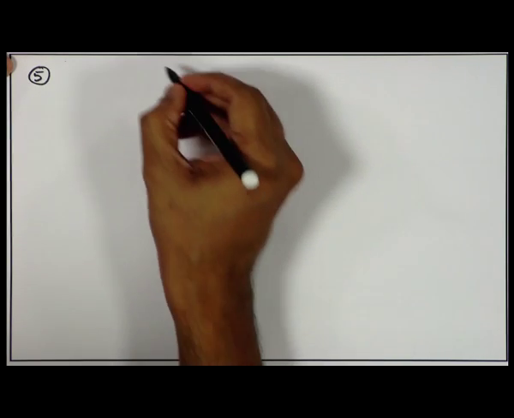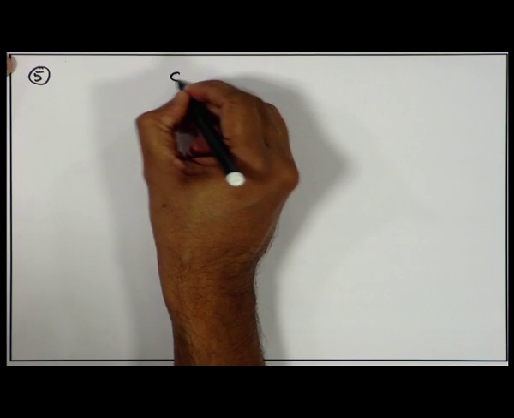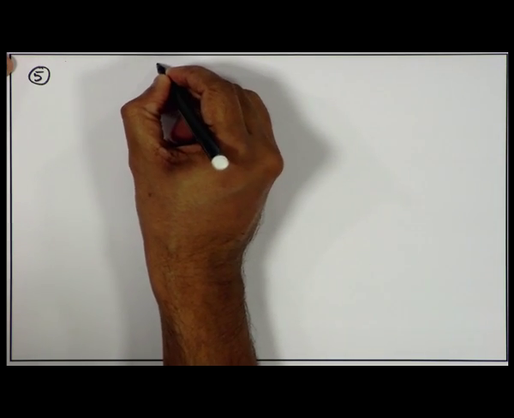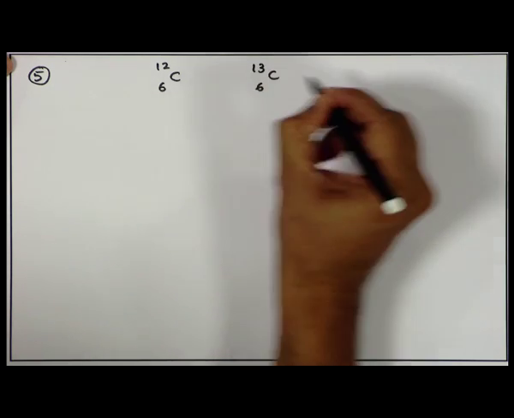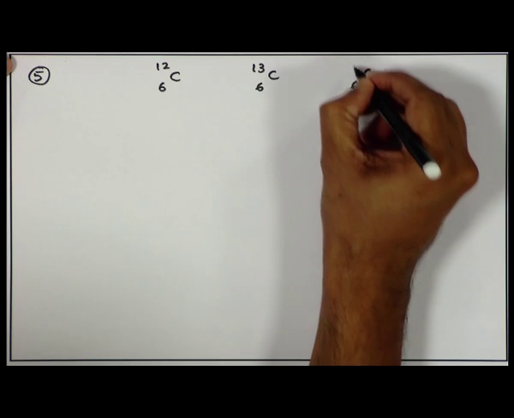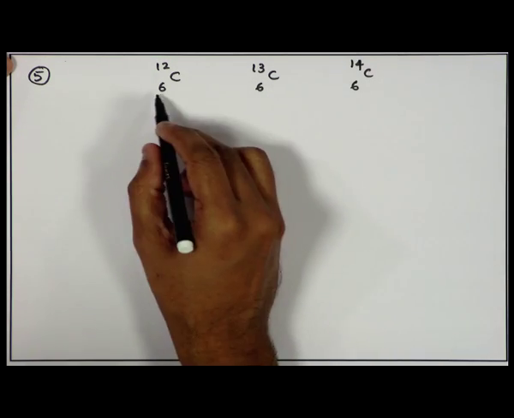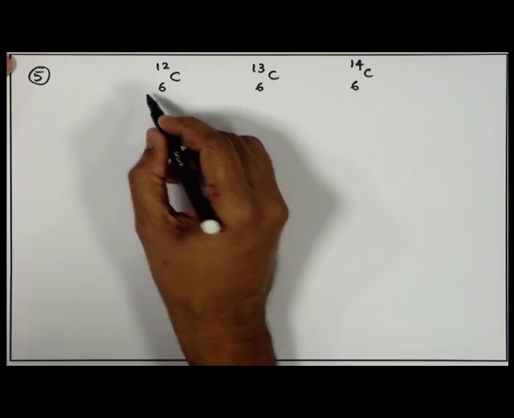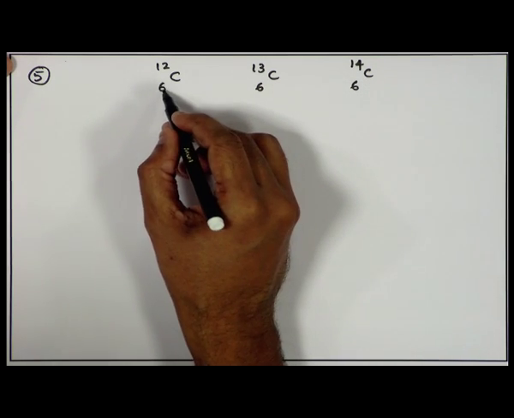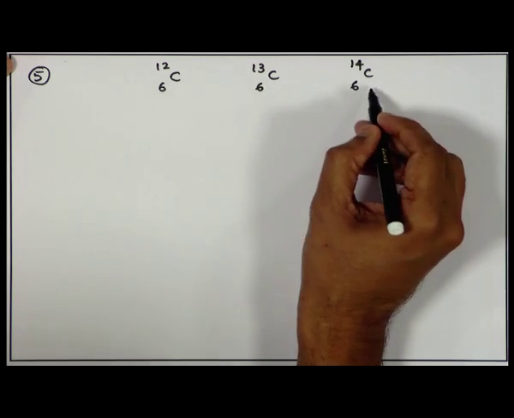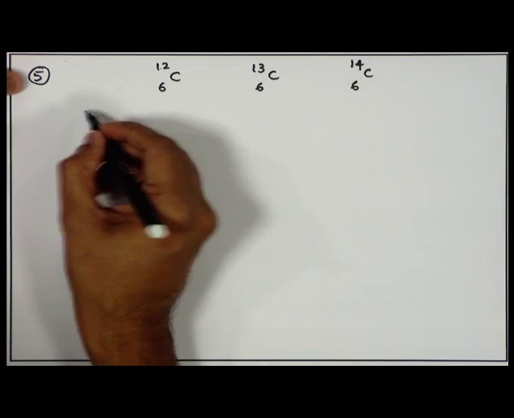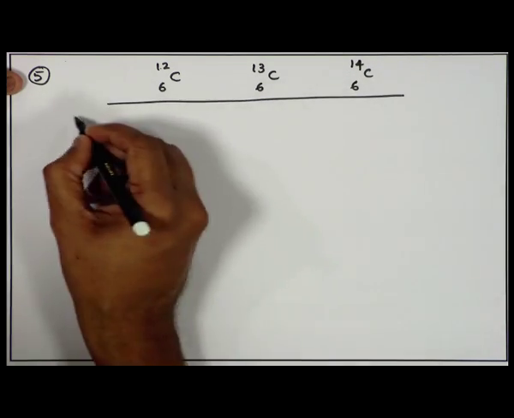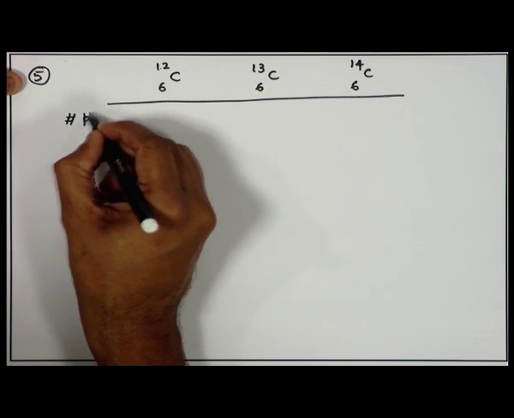Let us now take 3 different atoms, C-12, C-13, C-14. So, you see there are 3 different carbon atoms. In each of them, the Z, the atomic number, is 6, and the mass number varies from 12 to 13 to 14. All right. Let us establish the number of protons.